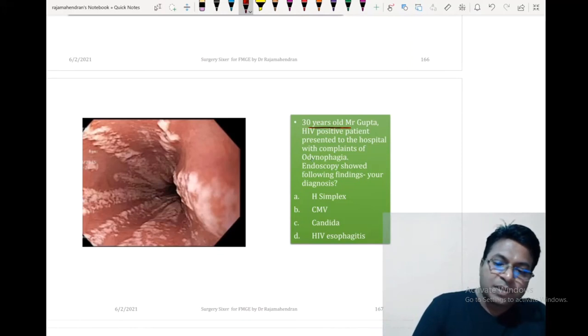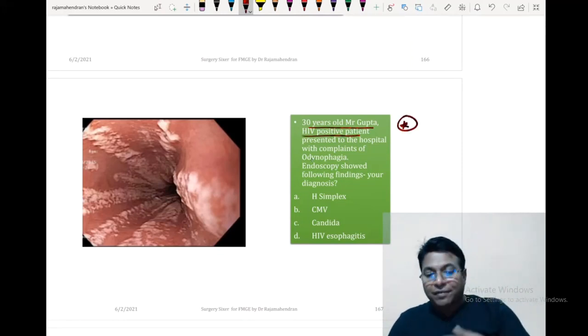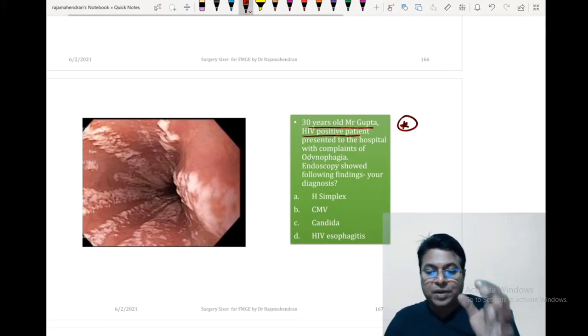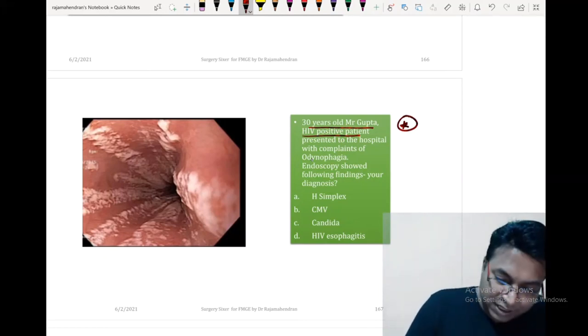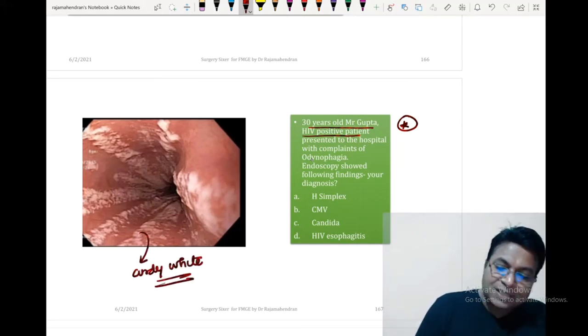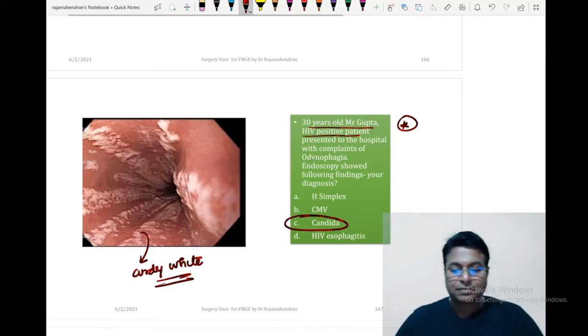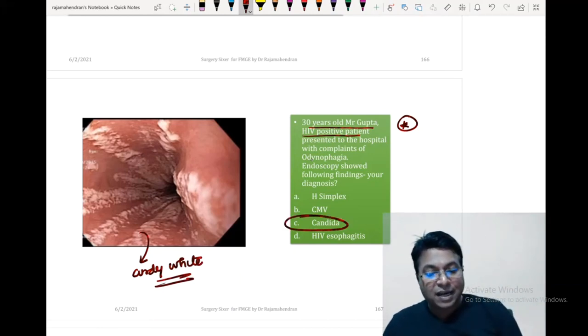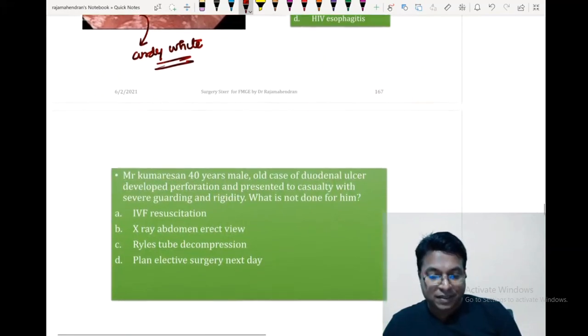A 30 years old Mr. Gupta, HIV positive. See, he is an HIV positive patient coming to hospital with odynophagia. Endoscopy showed the following findings. Your diagnosis is. So what you see here is a curdy white patch, which is seen in candidiasis, seen in HIV patients.